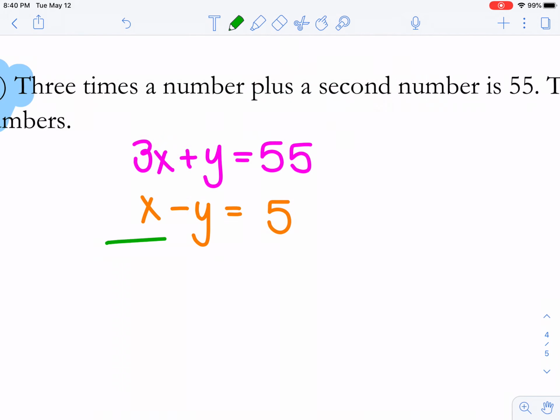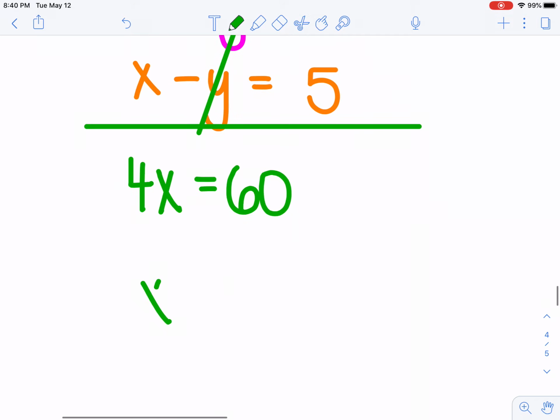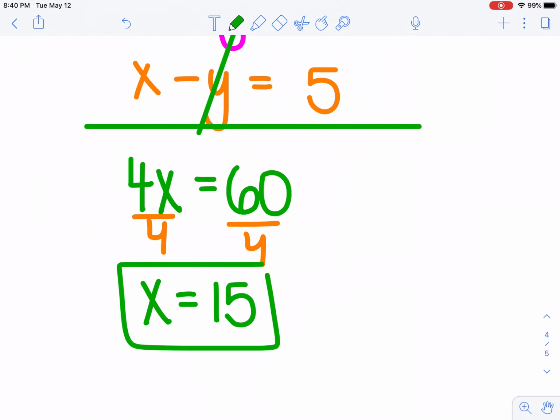This looks like a really good problem to do elimination because it looks like my y's are just going to cancel out, which they will. So I get 4x equals 60 and divide over the 4. I'll show all my work. So x is 15. So that's the first number.